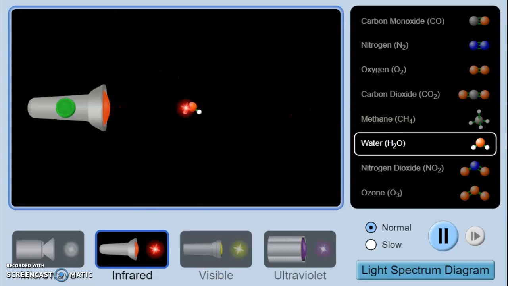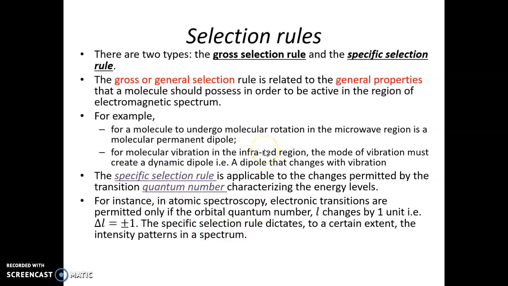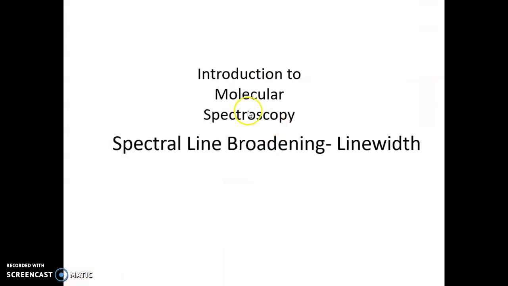Okay, so that ends our discussion on intensities of transition lines and what affects them. In the next video we will be looking at spectral line width, and in this video we will end our introductory class.